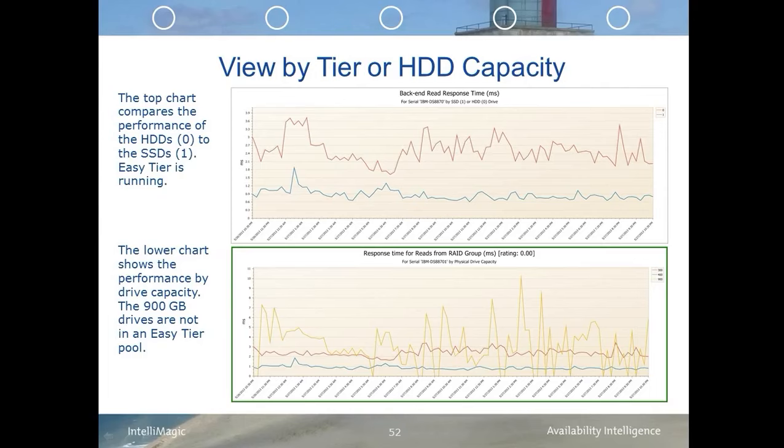In this case, the 300 gigabyte HDDs and the 400 gigabyte SSDs are in an Easy Tier pool, while the 900 gigabyte SSDs are in their own pool. This kind of view is valuable when you have backend latency issues, so you can hone in on which drives may be the source of the problem.